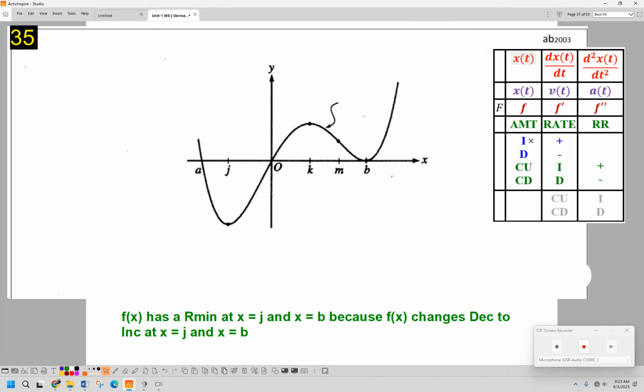There's a typo in your reference sheet. You should probably fix that right now. Next to concave down, it's supposed to be a D. Maybe you already fixed that. Yeah, we did. Okay, so we're good.